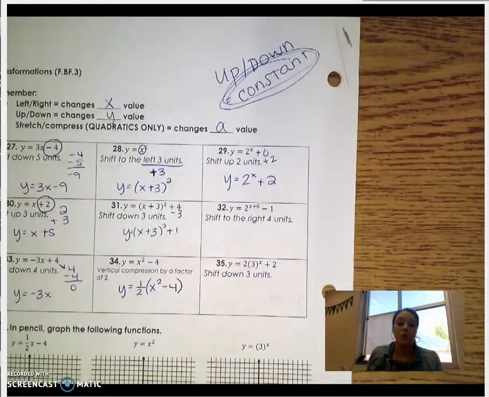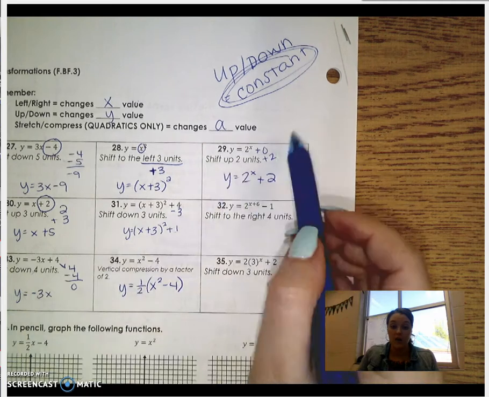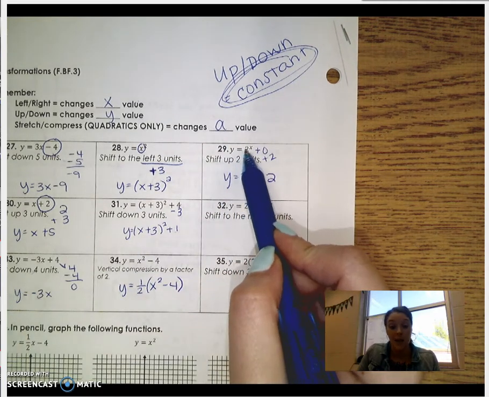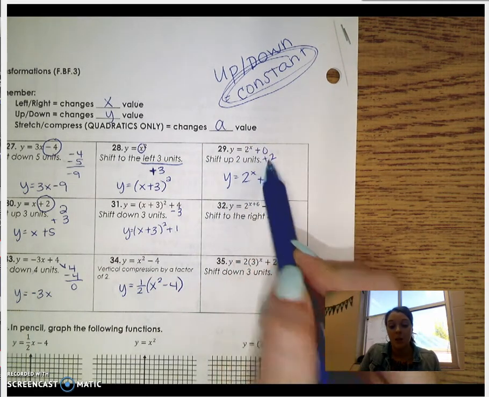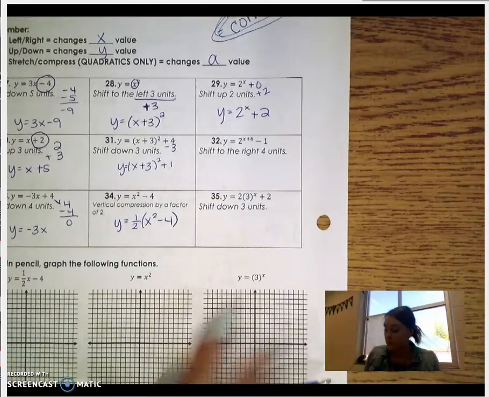Up and down, so when you're moving up and down, you're always changing the constant. Always. So when you're moving up and down, you're looking for your constant. I didn't have a constant here. 2 is not a constant because 2 has an exponent. My constant would have been 0. That's why I added 2 to 0.